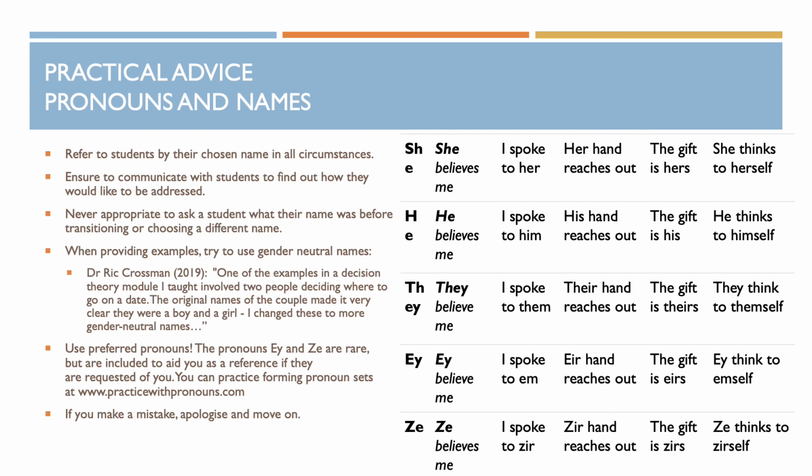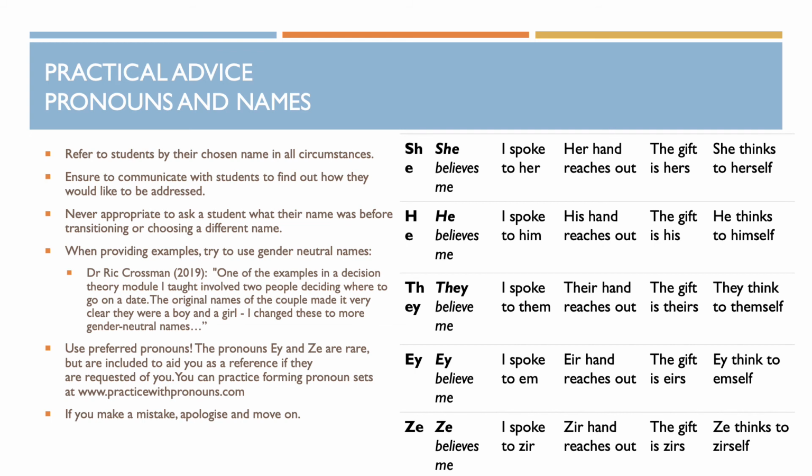Dr. Rick Crossman presents an example of this. So one of the examples in the decision theory module I taught involved two people deciding where to go on a date. The original names of the couples made it clear that they were a boy and a girl, but I changed these to more gender-neutral names.